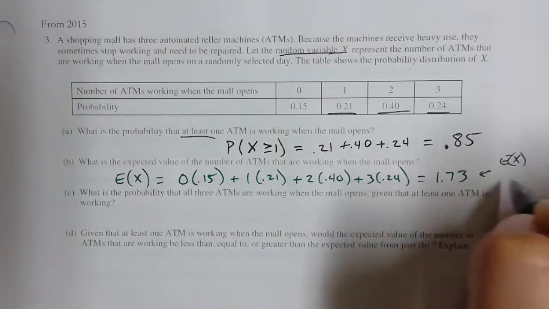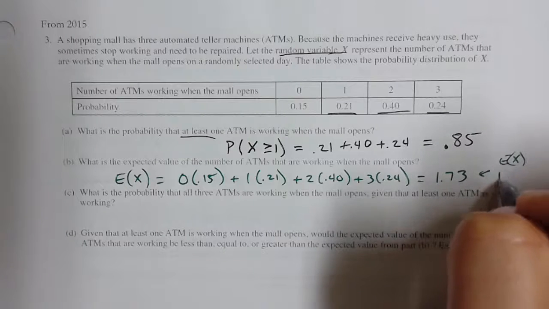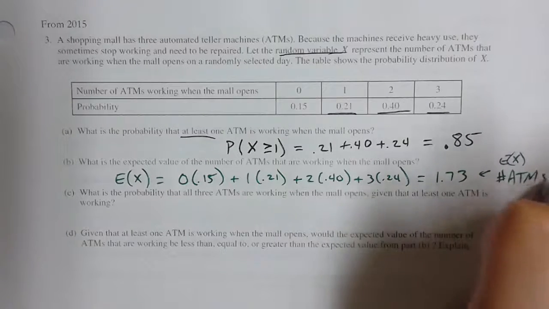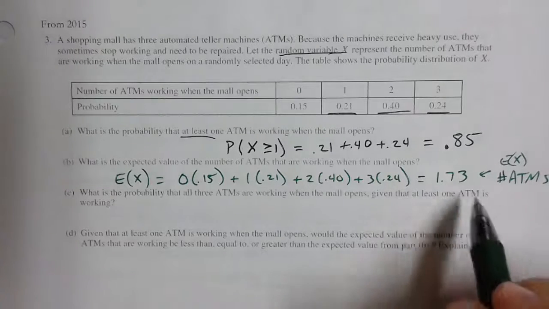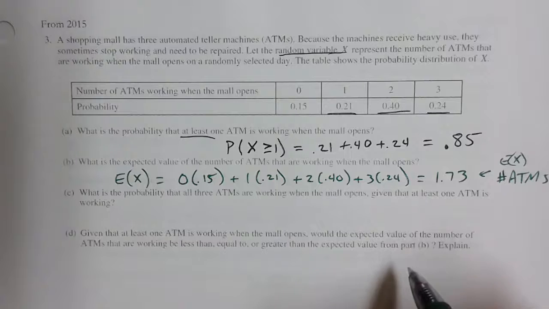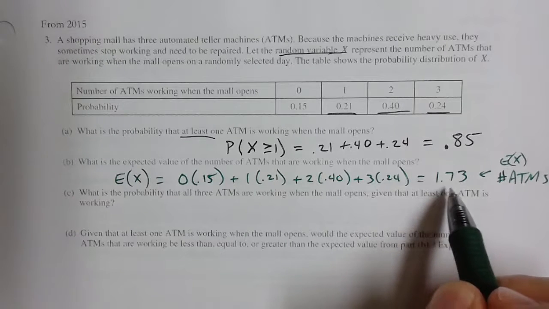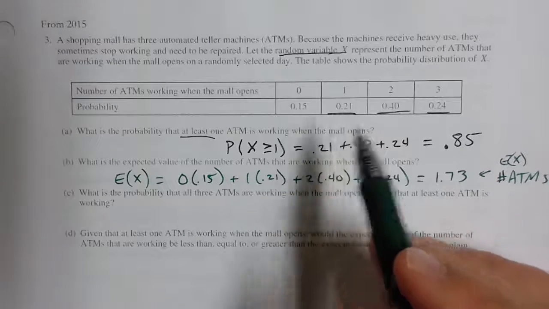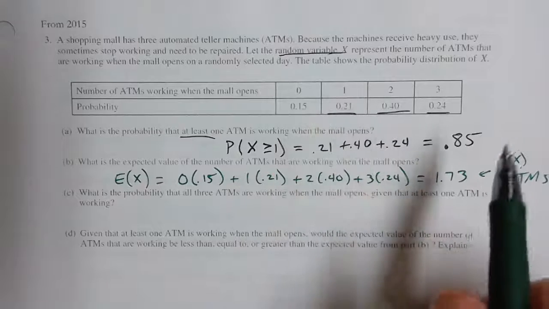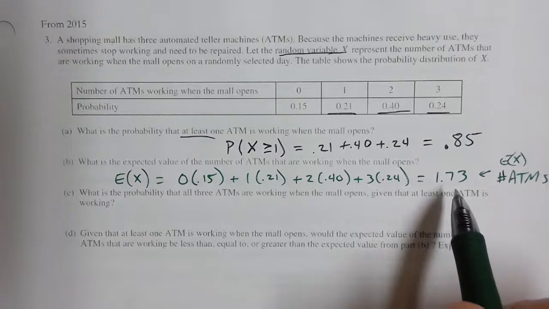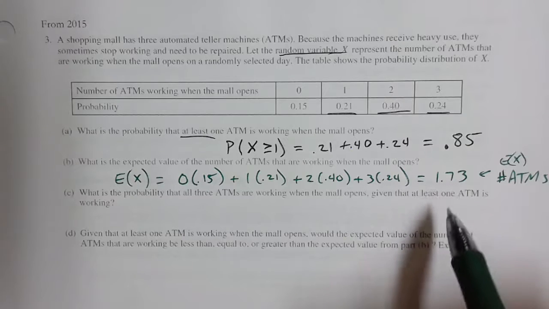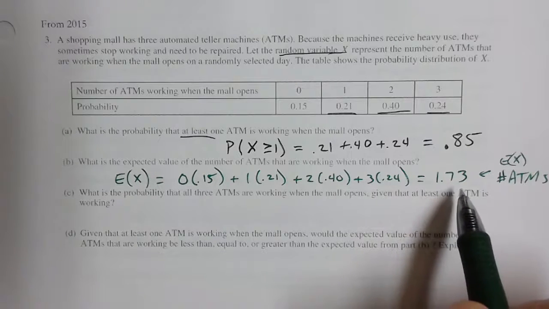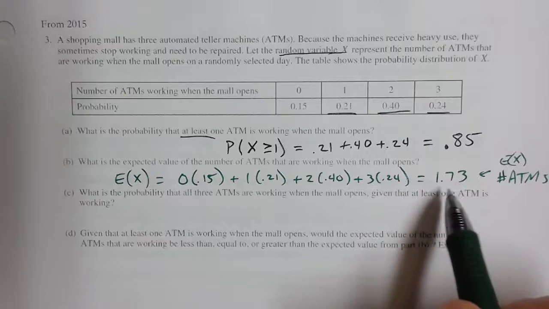So this 1.73 is kind of interesting, and they could ask lots of follow-up questions, I suppose, in parts C and D here, but sometimes you get questions about interpreting this number. With discrete possible outcomes like 0, 1, 2, 3, a lot of the time the expected number is an impossible outcome. This is just a long-run average here. So if you were to collect data over maybe a year or a long period of time, you'd get an average close to the expected number of ATMs on a given day, but it's not possible to have 1.73 ATMs working on a single day. So again, expected value is a long-term expectation, not a short-term expectation.